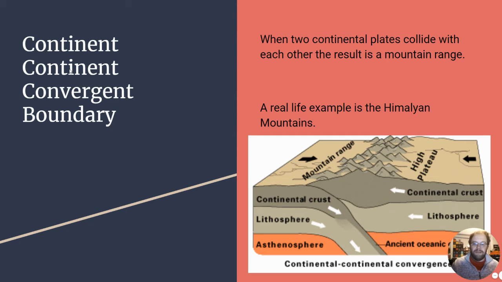When a continent runs into another continent, they collide and it results in a mountain range. The Himalayan mountains in Nepal and India are a real-life example of this. The Indian plate ran into the Eurasian plate and it created this big mountain. Basically what happens is one of the crusts hits and one ends up getting pushed down and one gets pushed up, and that's what creates this mountain range.